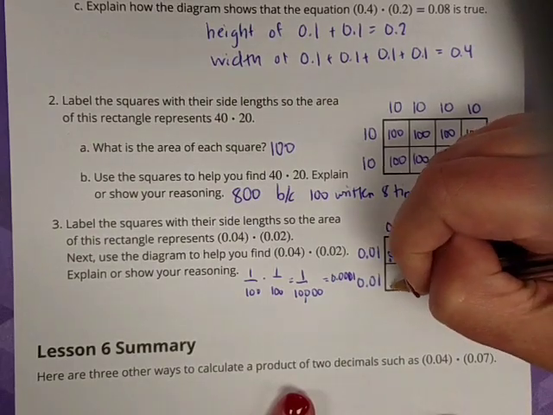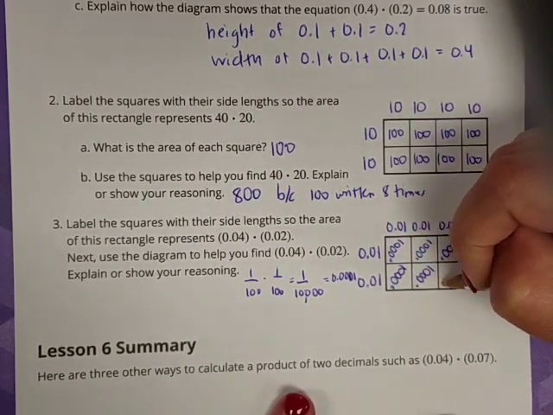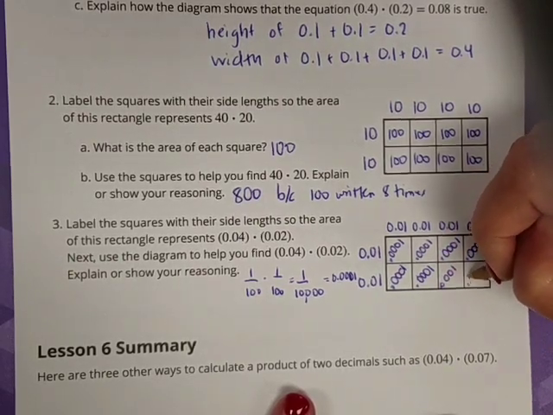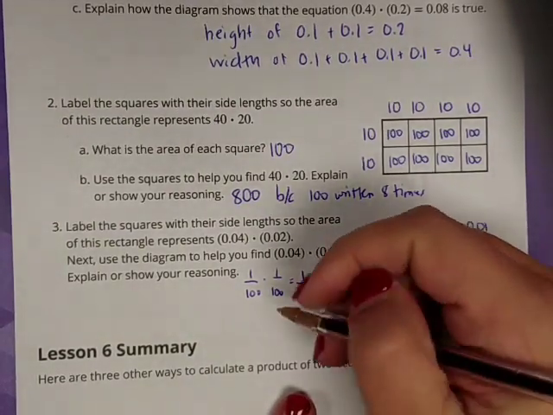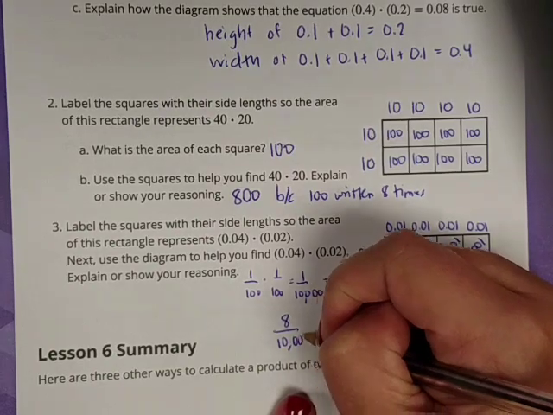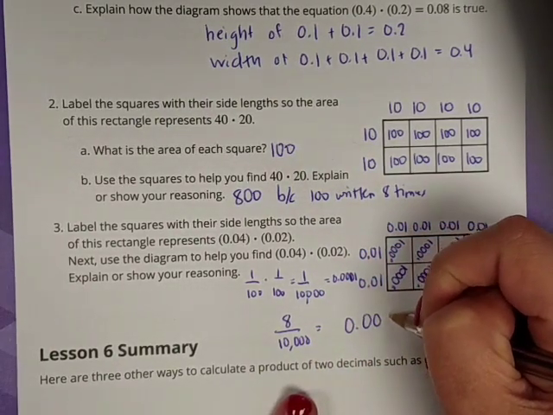And then I'm just going to keep doing that until I fill in all my boxes because they all have the same area. Okay. And then if I add all those together, I have 8 10,000ths, which is 0.0008.